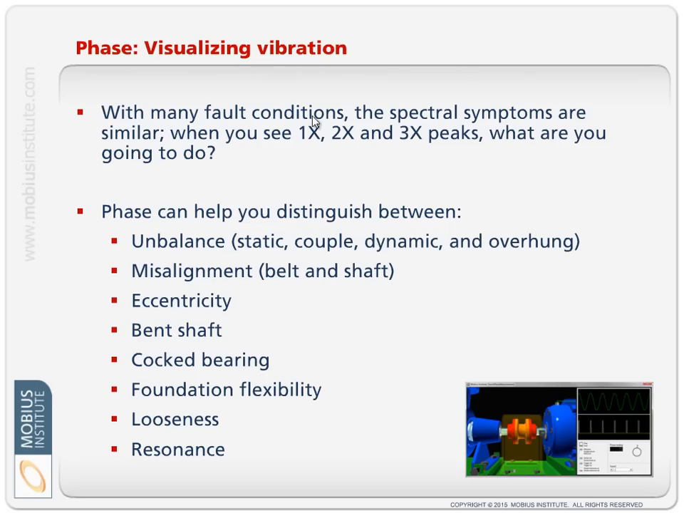So, if we have a spectrum with a 1x peak and/or 2x and/or 3x, then there's a bunch of fault conditions that come to mind. It could be unbalance of varying types, misalignment, eccentricity, bent shaft, cocked bearing, etc. You can see them there. From the spectrum, it isn't always obvious which of these faults it is. Now, if I was dealing with a fan and I knew that dirt sometimes builds up on the blades, dust, whatever product, and there was mostly 1x vibration, then I might be right in saying that it's unbalanced. That is the most likely.